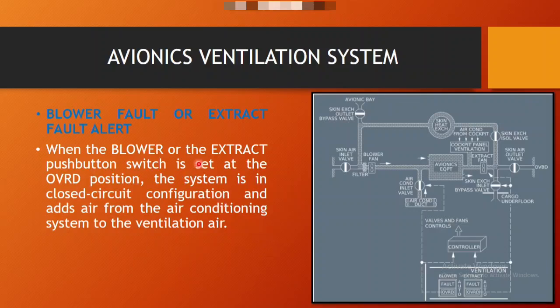air from the air conditioning system to the ventilation air. So this is very good to know information. If you are having blower fault or extractor fault alert, when the blower and extractor push buttons are set to override position, the system will go to the closed configuration. Suppose you have selected blower fan and extractor fan in override condition. Normally it will be in auto condition.